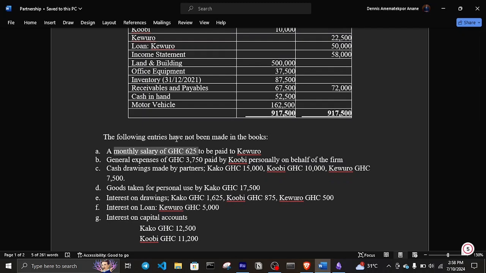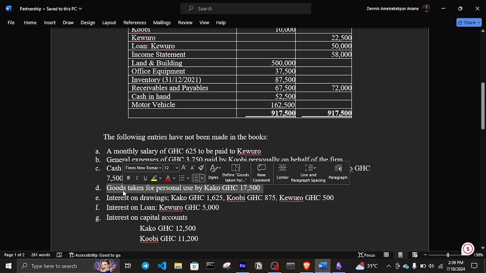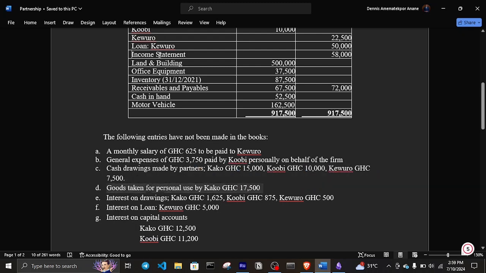In the previous video, we dealt with the general expenses in the income statement, so we can skip it for now. In C, cash drawings made by partners. What it means is that after the partners contributed money to the business, they went back to withdraw some money from the business. We get into that. At D, goods taken for personal use by Kaku. Again, we dealt with D in the income statement, if you remember.